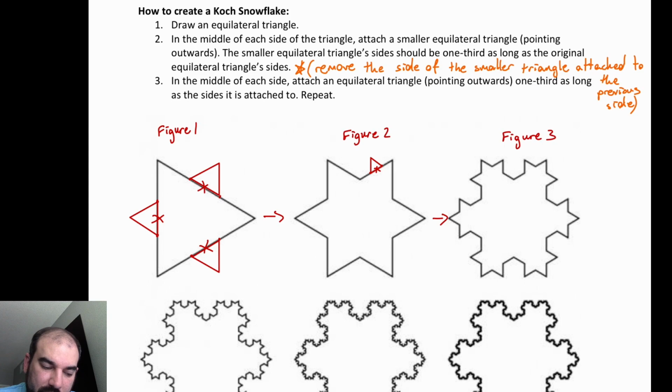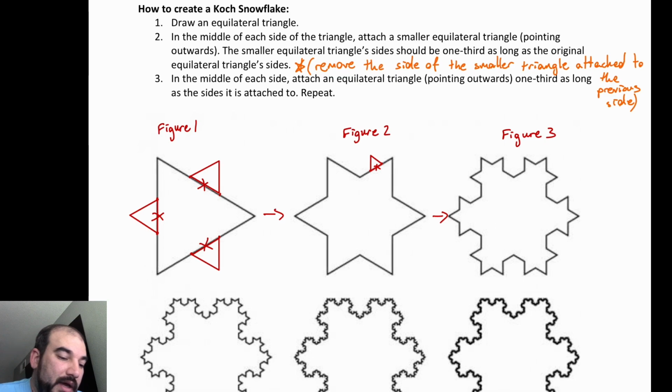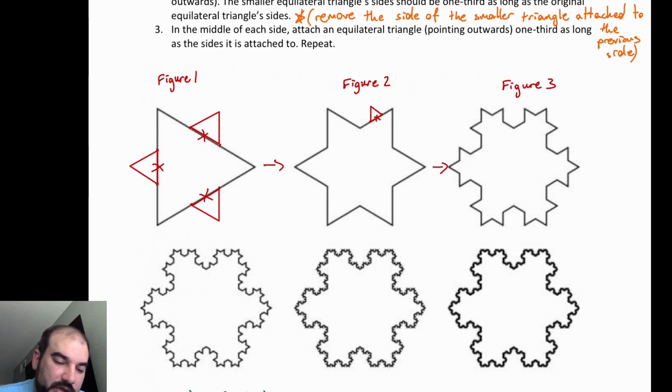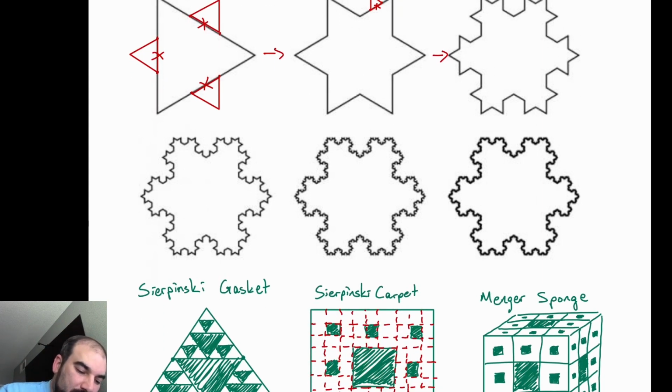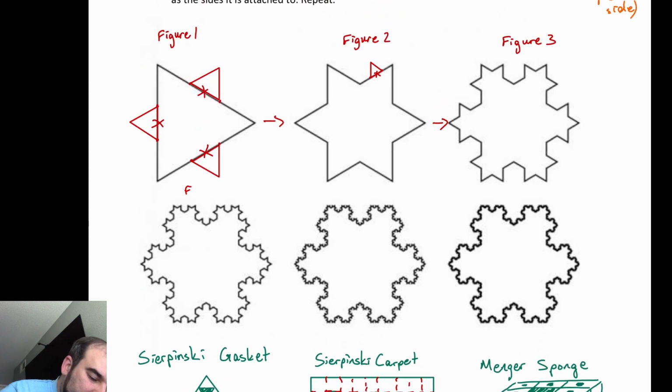2 became 3, 2 becomes 3, 3 becomes 6. I actually don't know how many points this has. 1, 2, 3, 4, 6, 6 times 3 is 18. I think this has 18 outward facing points. Anyway, what we're going to do is, so then the snowflake, we do the same process again. It goes to figure 4, which would be this one.